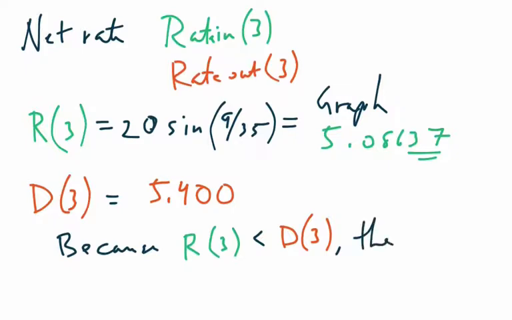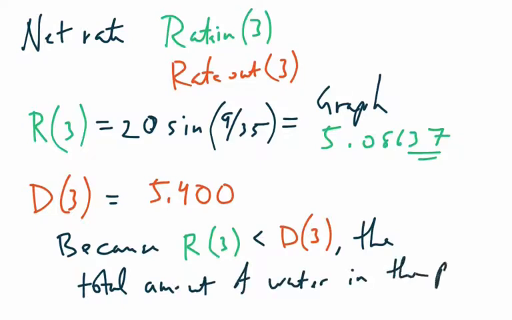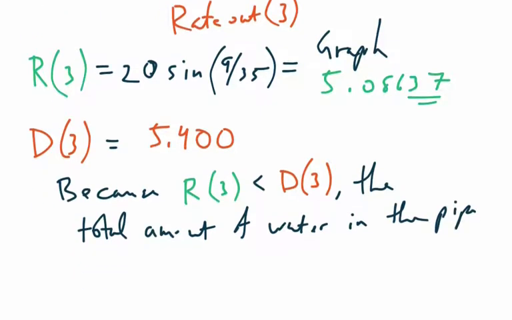The total amount of water in the pipe is decreasing because the rate out is bigger than the rate in.